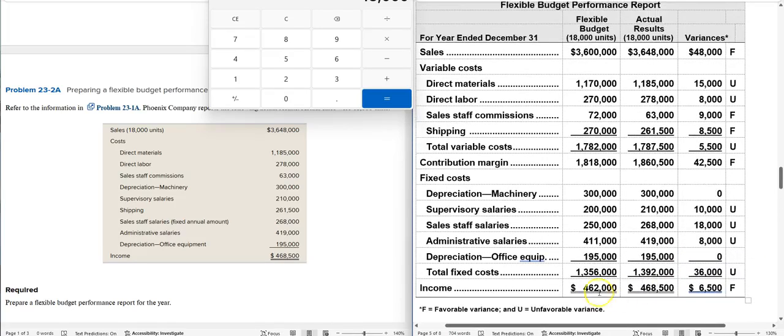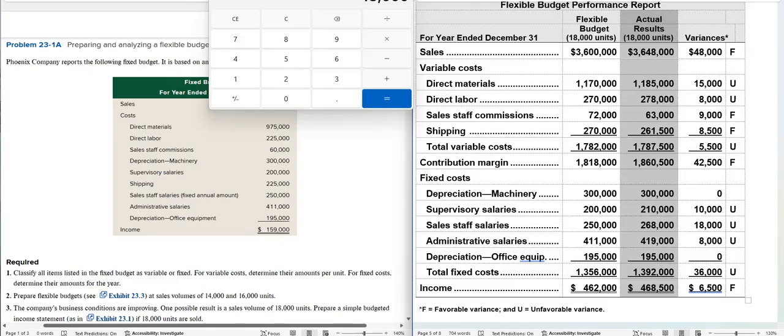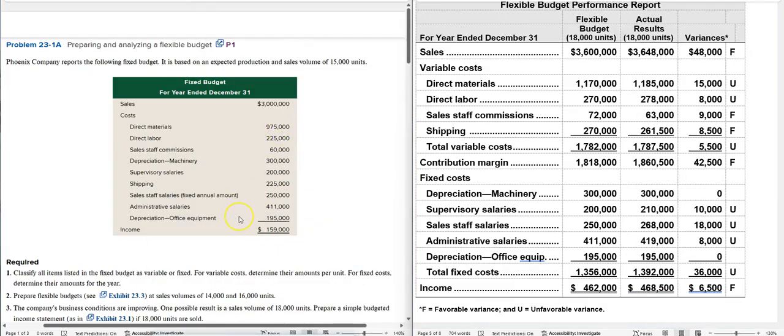Okay, stop and think about the benefits of this. If we had compared actual results to the original static budget that was based off of 15,000 units, it would not have been good, right? Because we would have been comparing things based off of an entirely different level of sales. So by comparing two amounts that are based on the same level of activity, we've removed any cause of the difference as being the difference in the level of sales. So it allows us to kind of isolate on the actual cost.